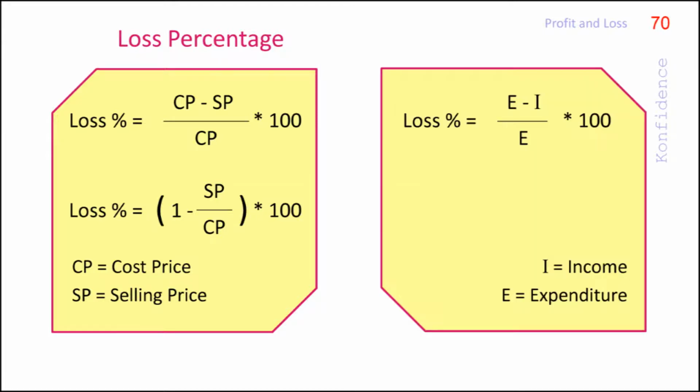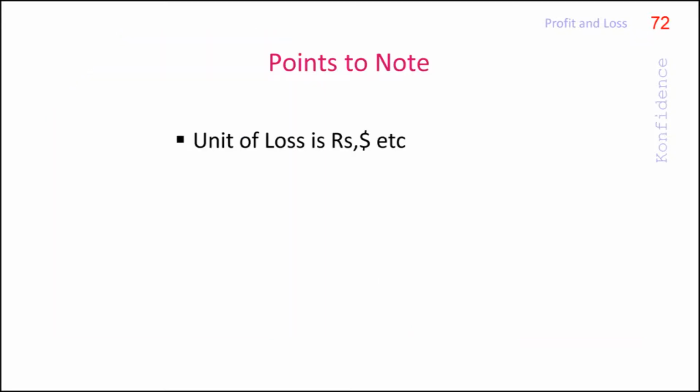And loss percent equals (E minus I) divided by E into 100, or (1 minus I divided by E) into 100. As we saw in the case of profit and profit percent, the unit of loss will be currency like rupees, dollars, etc.